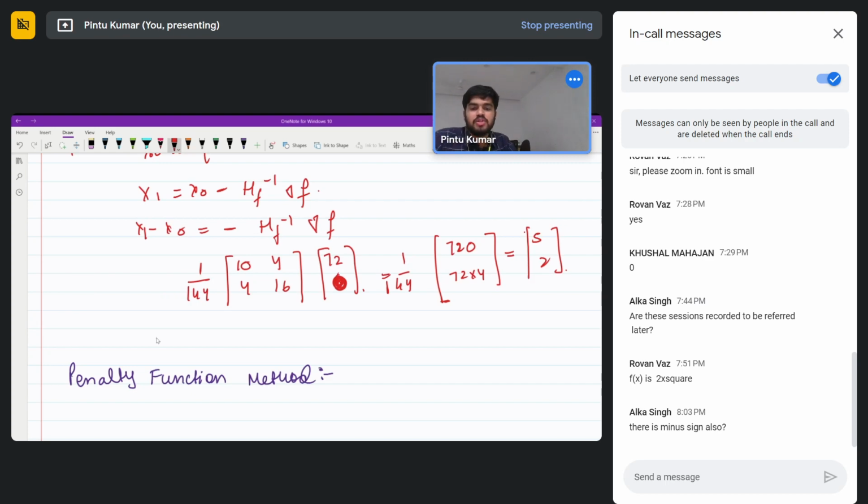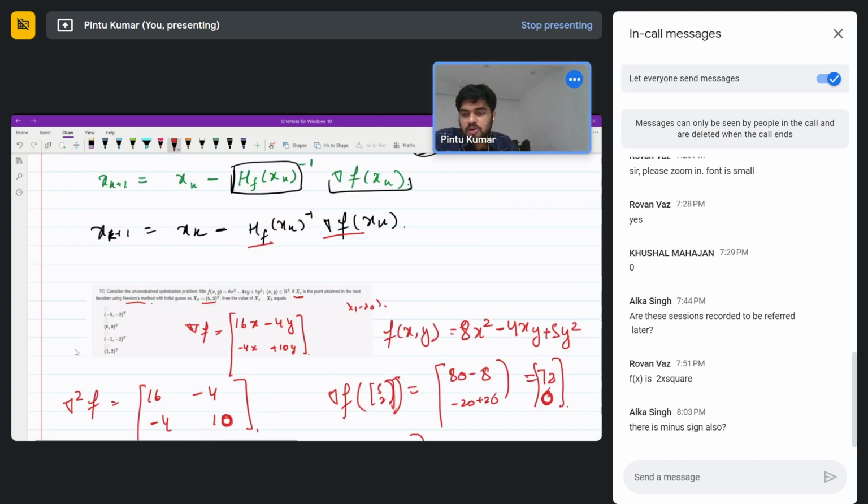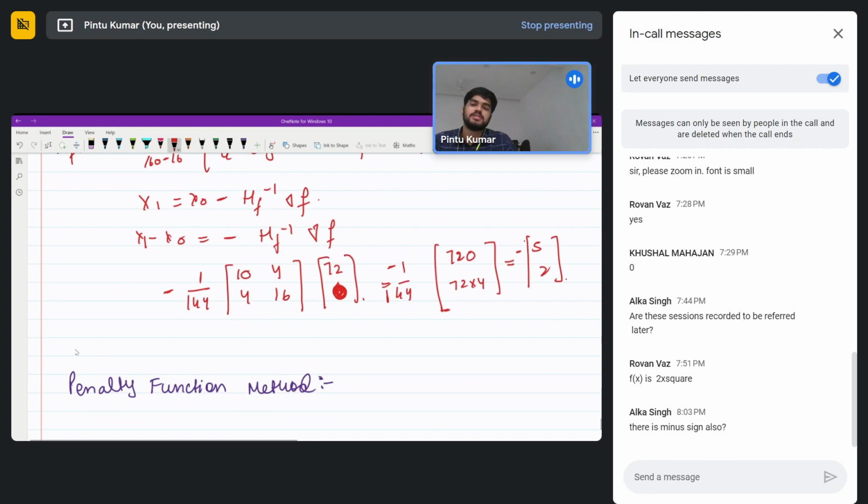Okay. And you have a minus sign in front of you. So this will be minus 5 and minus 2. So you should get minus 5, comma minus 2. This is your correct answer. Yeah, there is a minus sign also.